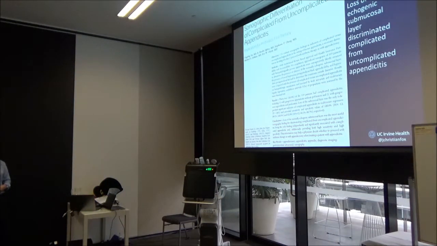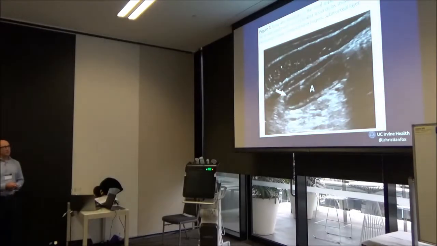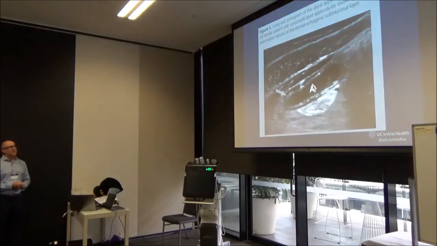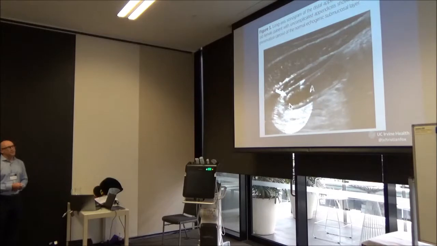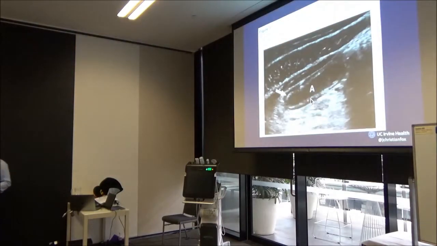And then finally, this article looked at that loss of the echogenic submucosal layer. That's what really discriminated complicated from uncomplicated appendicitis. You can see from their article, one of their figures is a 14-year-old female with uncomplicated appendicitis, and you can see the submucosal layer. Why do you think it's important to distinguish between uncomplicated and complicated appendicitis? Who cares? Appendicitis is appendicitis, right?